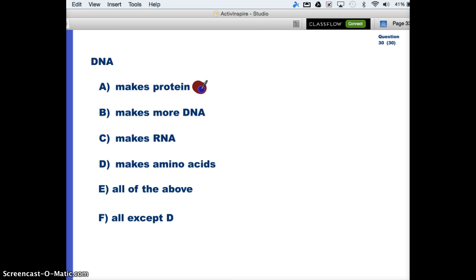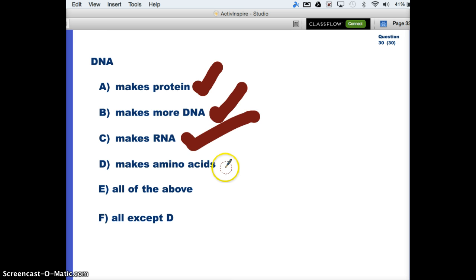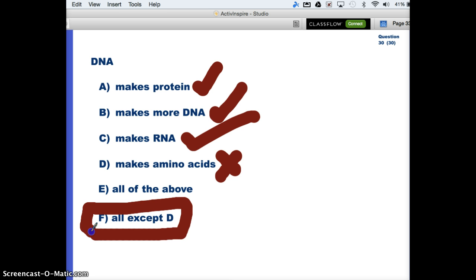DNA makes protein, yes, in conjunction with RNA and ribosomes. Makes more DNA, yes, that process is called replication. DNA makes RNA, yes, in the first step of protein synthesis, called transcription. DNA makes amino acids, that is no. And the answer is all except D. When DNA makes RNA, RNA calls for a specific amino acid, and then it builds the protein.